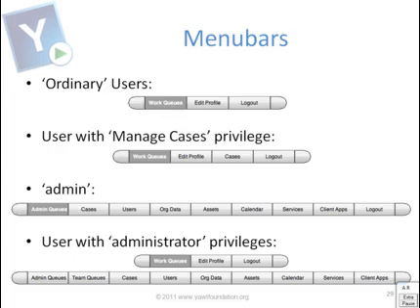The menu bars, because of the extra screens I had to add to the web pages, actually had to split into two menu bars because this wouldn't fit across the page anymore. So an ordinary user will see the top one. An ordinary user with maybe the manage cases privileges gets that button as well. If they can see their team queues, they'll see a team queues button in there also. That's the admin one.